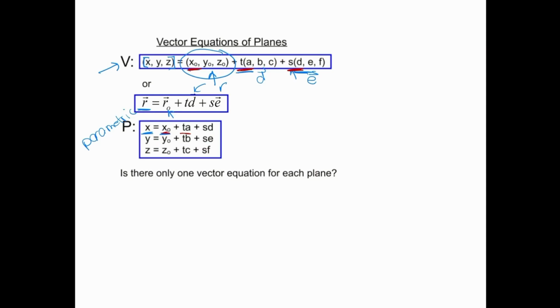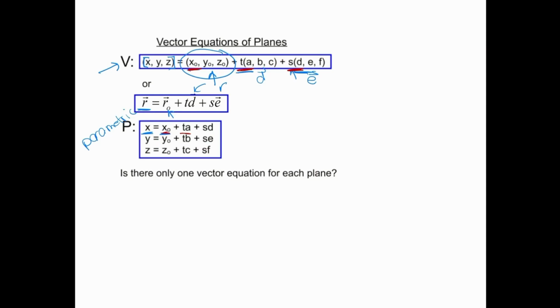We're just taking the x, y, and z components of each one of those direction vectors, d and e, and multiplying them by that scalar multiple. So I want you to think about this. Is there only one vector equation for each plane? What do we think? Well, no, there are infinitely many equations for the same plane.